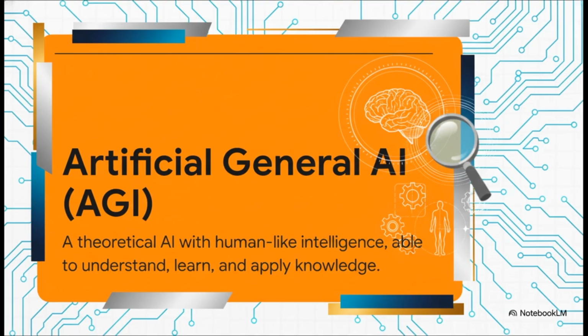Okay, so what's the next level? That would be artificial general intelligence, or AGI. Now this is basically the holy grail of AI research. We're talking about a theoretical machine with intelligence just like a human's, one that's capable of learning, understanding, and applying knowledge to pretty much any task a person can do.